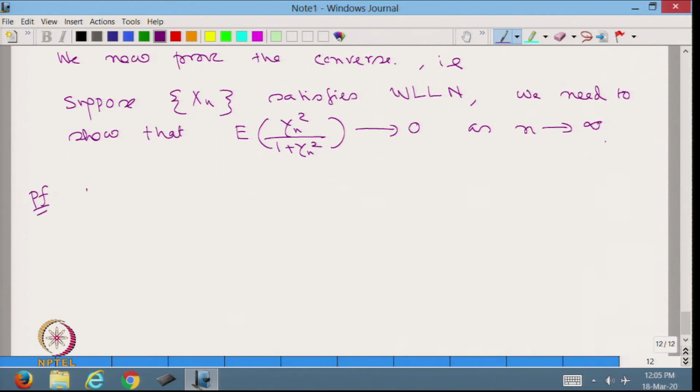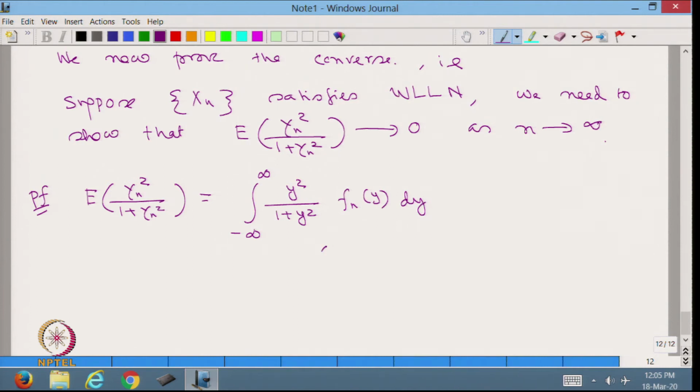Proof: expected value of Yn square upon 1 plus Yn square is equal to the integration from minus infinity to infinity of y square upon 1 plus y square times f n of y dy, where f n of y is the PDF of Yn. This we know because we are computing the expectation of a function of a random variable, and we have done this many times before.